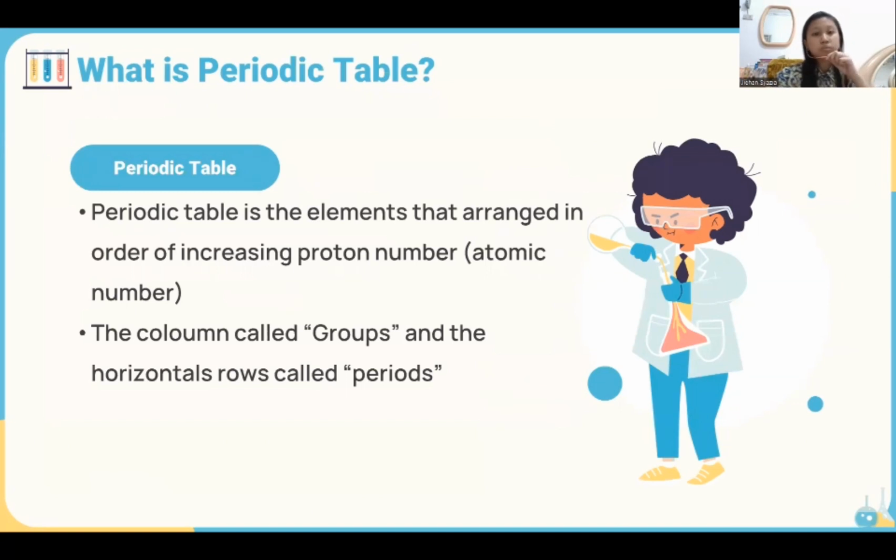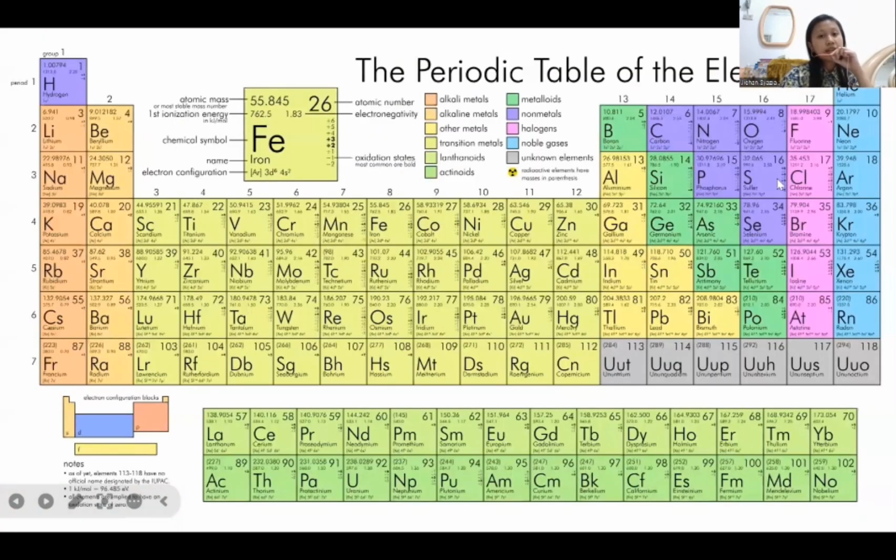Now I'm going to tell you what the periodic table is. I know you guys know what the periodic table is, but what does it mean? So the periodic table is the elements arranged in the order of increasing proton number. Proton number can be called atomic number. The columns are called groups and the horizontal rows are called periods. Here is the periodic table of elements. This is group 1, group 2, group 3, group 4, group 5, group 6, group 7, group 8, and the rest are the periods.